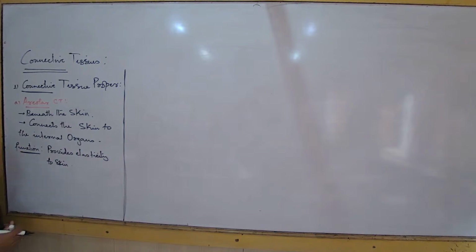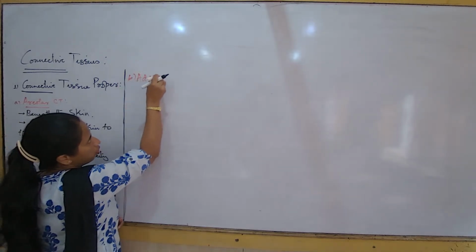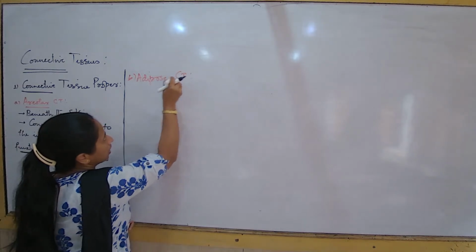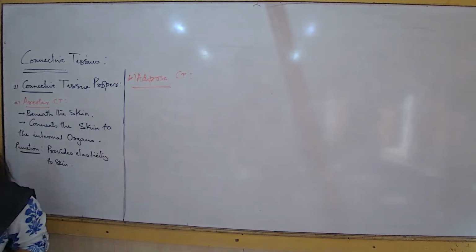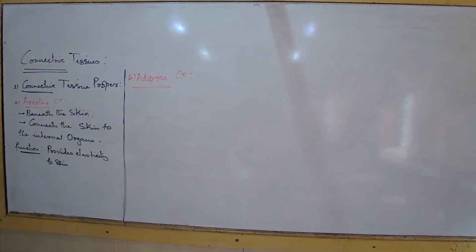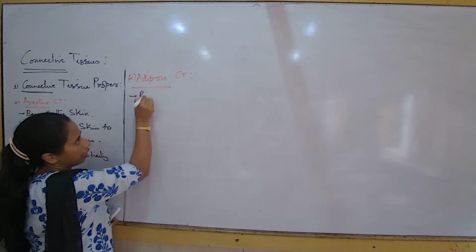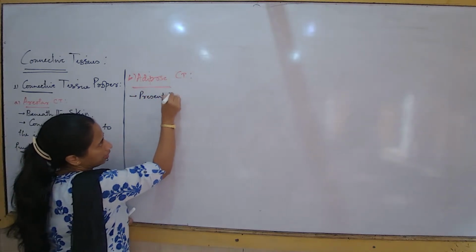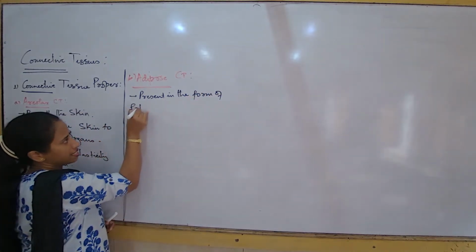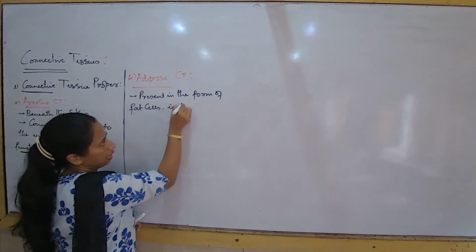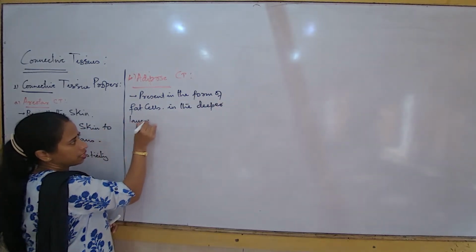Now we are going to look into the next type of tissues. What is the next type? Adipose connective tissues. Another very important type of tissue. Where are they present? What do they do in our body? Adipose tissues are present in the form of fat cells in the deeper layers of the skin.